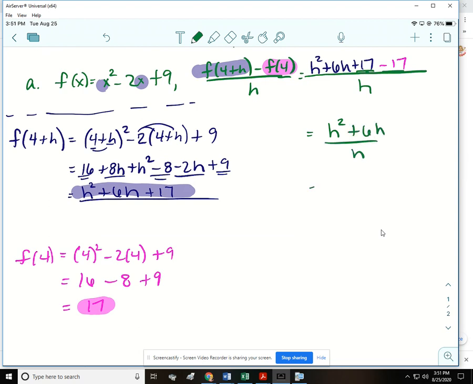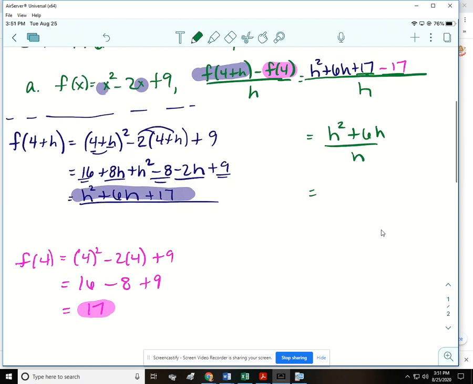And then because all of these have an h, I can reduce all of them by h. So when you divide h squared by h, it leaves you with h. 6h divided by h just leaves you with 6. And h in the bottom just completely cancels out. And this is the value of the difference quotient, h plus 6.